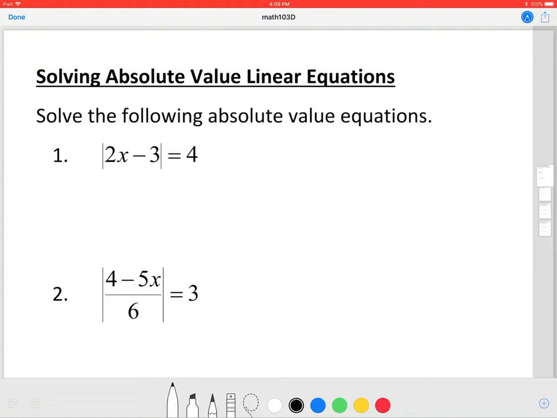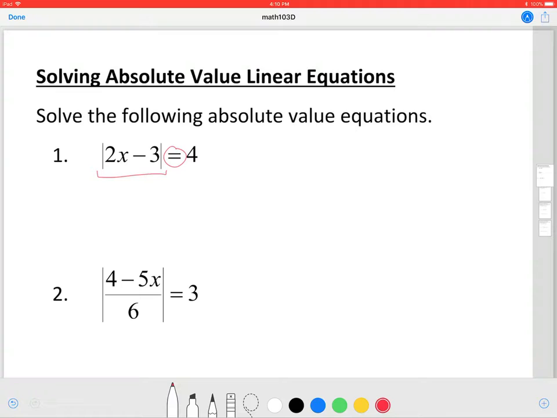Alright, in this video we will discuss solving absolute value linear equations. I'm assuming that you are familiar with the basic concept of absolute value, and obviously this is an equation because you see the equal sign and you see the absolute value sign. That's why we call this an absolute value equation.